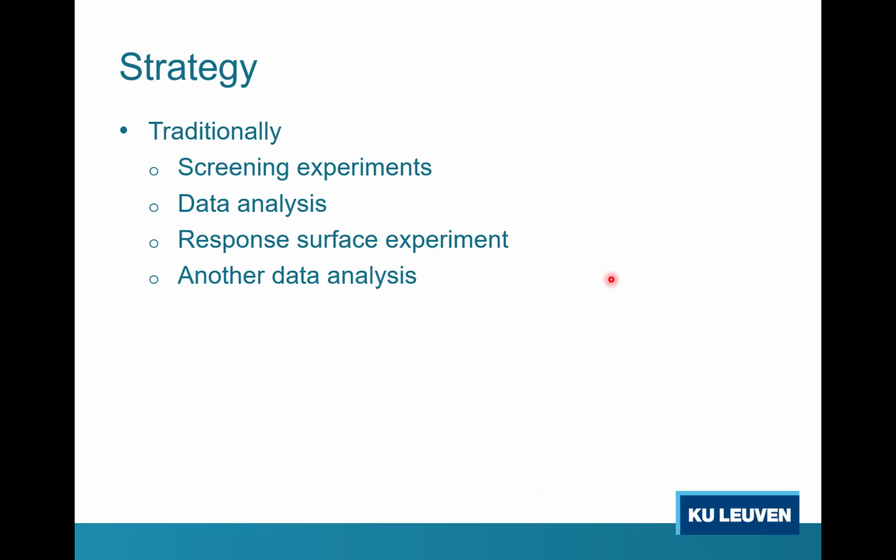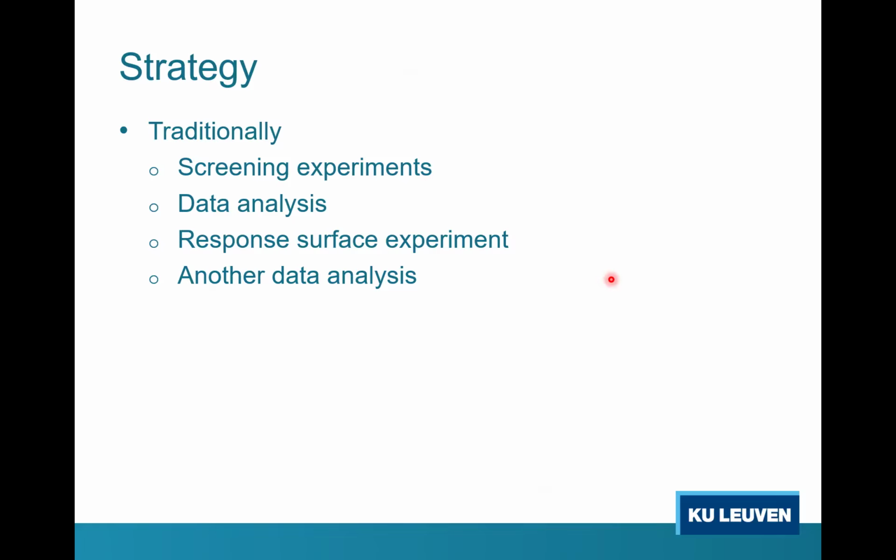And of course, the second experiment, the response surface experiment, is then followed by another data analysis, which is quite detailed and which allows you to optimize your system, to identify the optimal combinations of the X's that give you the desired output. That's the traditional approach. You can find it in every textbook on design of experiments. You can find it in every software that can do a design of experiments for you.